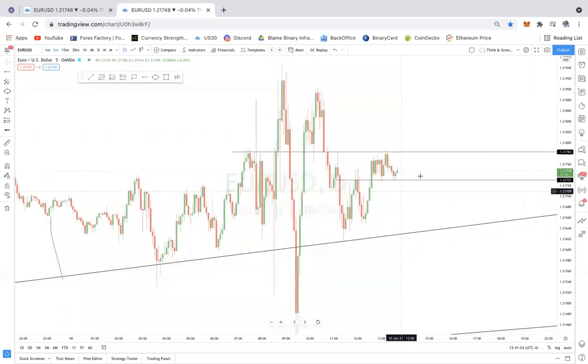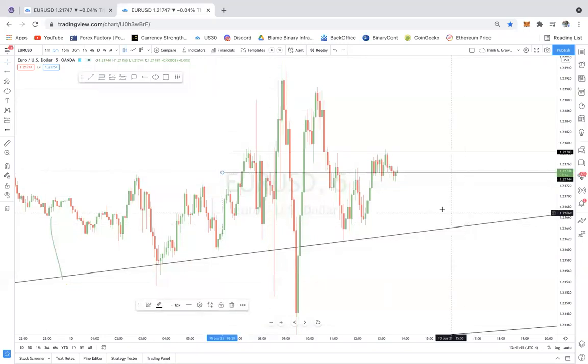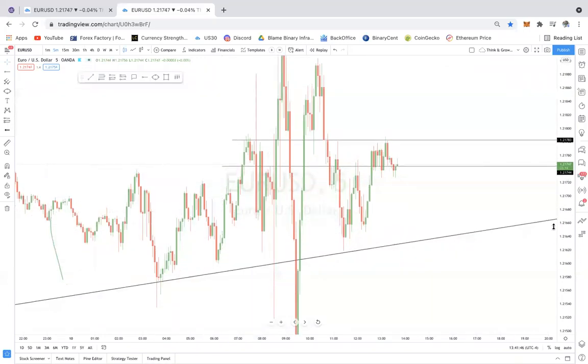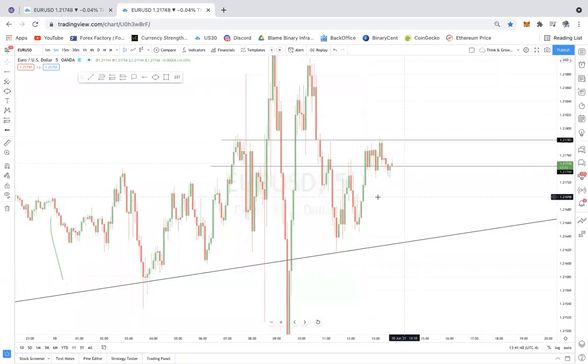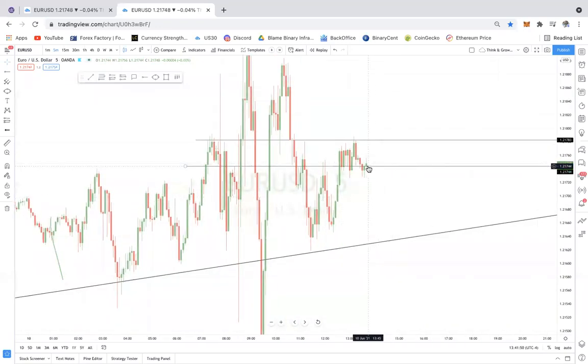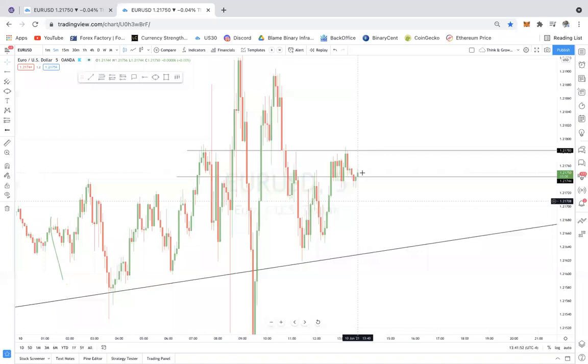Perfect. So like I said, the area I'm looking for a potential entry is 745, 744. Right here, let me put it up, 744, 745. Now, if price comes over here, you guys could make a decision and actually take advantage of that move to the upside.